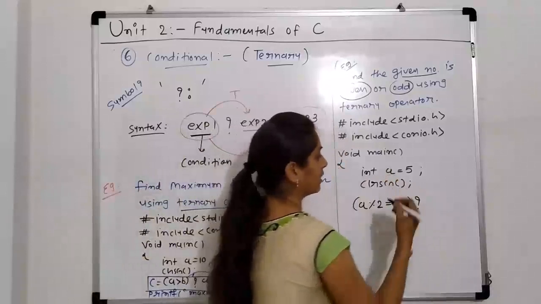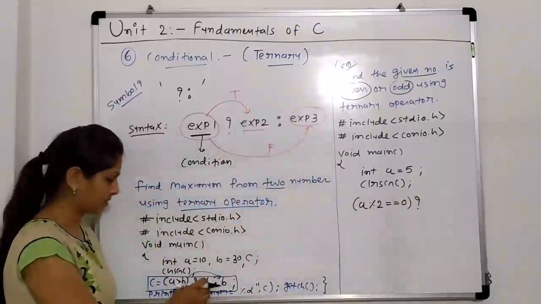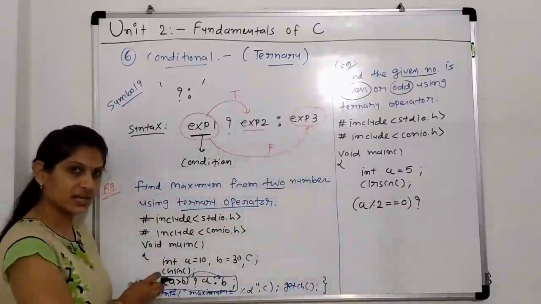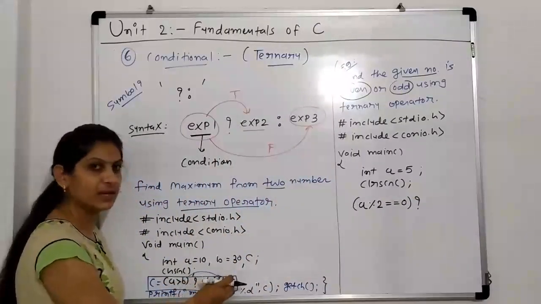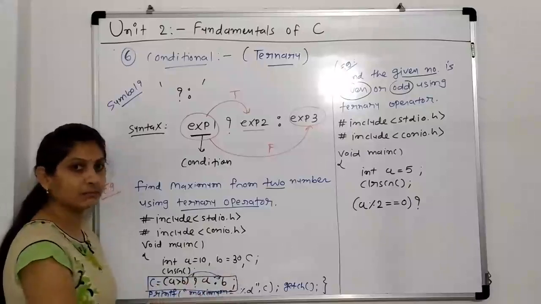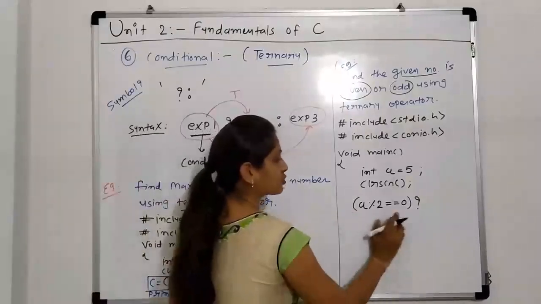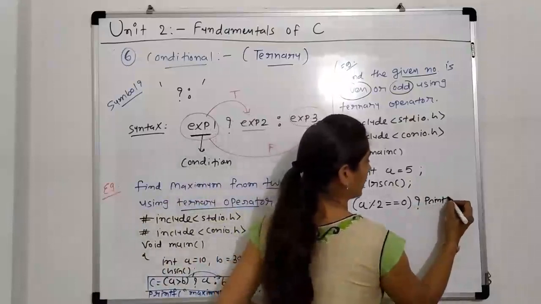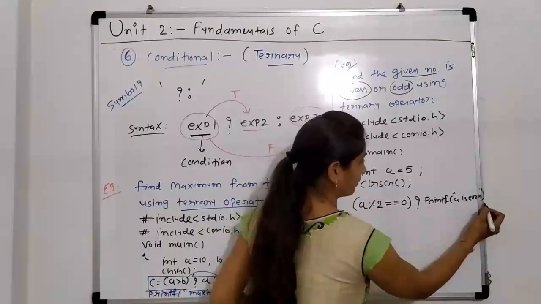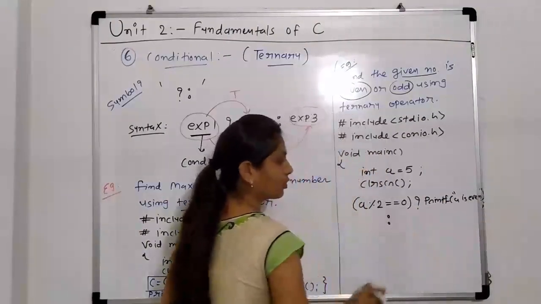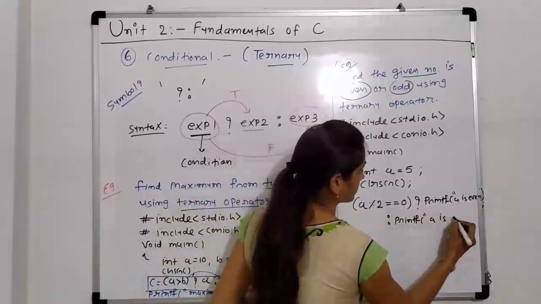Then put a question mark. Then you can also write the printf statements directly here. If you do not want to store in C, then directly write here printf A is max, and here printf B is max. Then there is no need for the separate printf. Clear? So this is the second option that we are using here. If this is true, then our answer is printf a is even; semicolon. After that colon, printf a is odd.